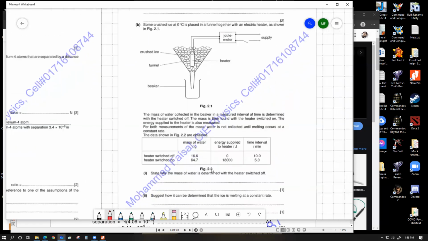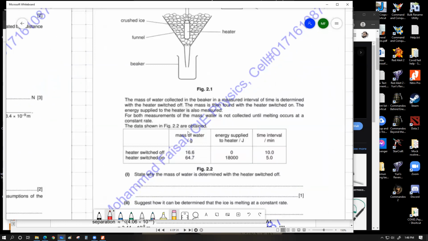They are showing us that when the heater is switched off, the mass of water melted from the whole body is 16.6 gram, where the energy supplied to the heater is 0, and they measured this for a duration of 10 minutes. Whereas when the heater was switched on, we got 18,000 joules supplied, and the total mass of ice melted was 64.7 gram, and we ran that experiment for 5 minutes.